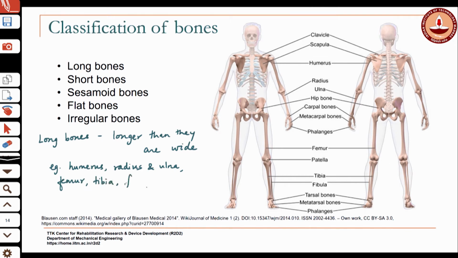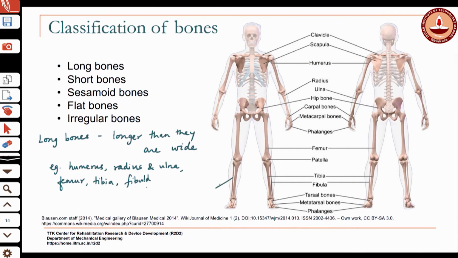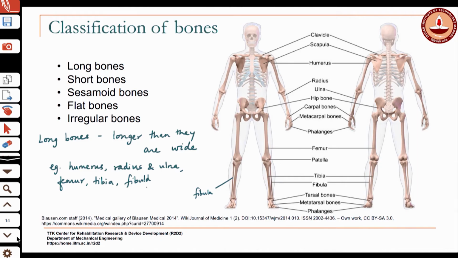tibia, fibula. I do not have the fibula here, but it is the bone that is next to the tibia. So, you have the tibia and fibula. This is the tibia that you can see here. This is your hip, and you have the knee here, and that goes down to the ankle. So, the femur and the tibia are also considered long bones of the body.